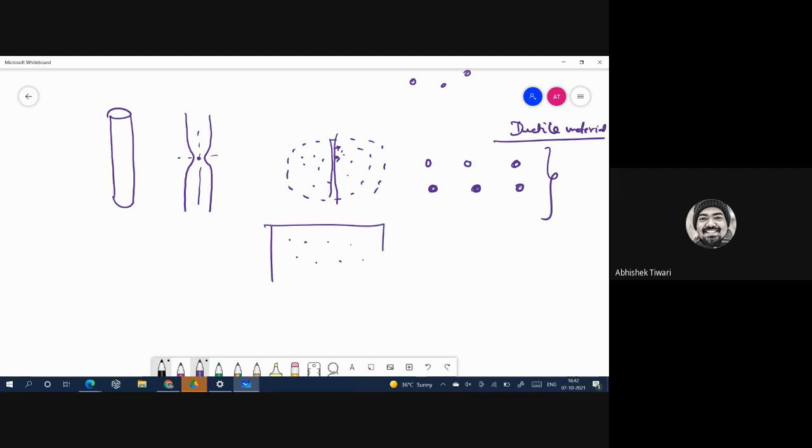And then you keep on loading. So this is a picture which I have taken. Imagine this to be a picture which I have taken at a certain value of stress here. And then I increase the load and I take the picture again, and then you will see more voids.